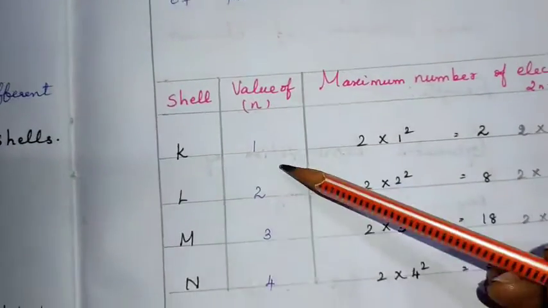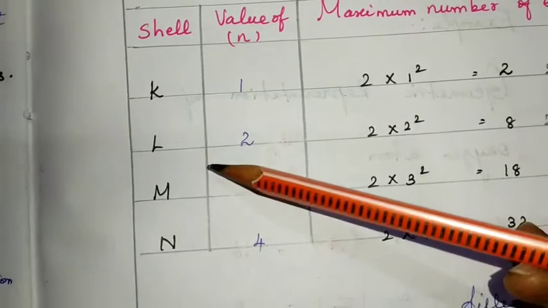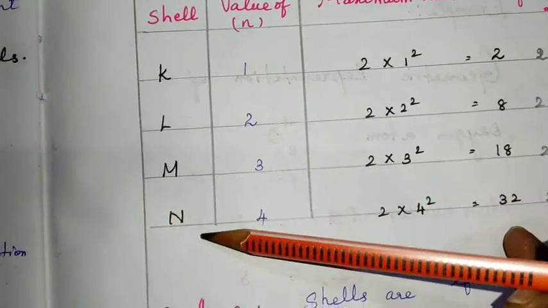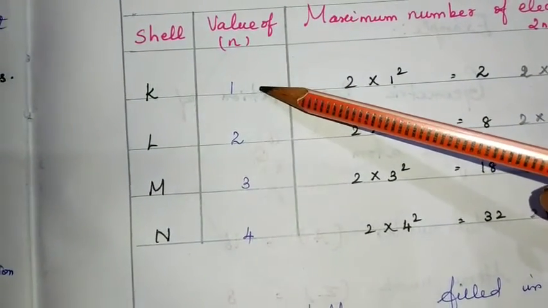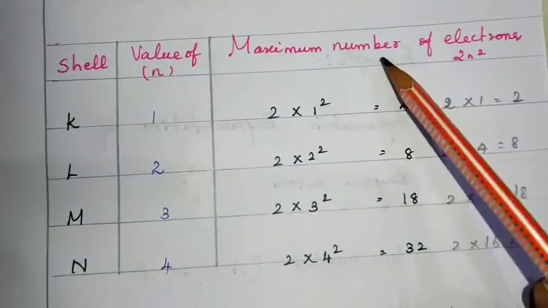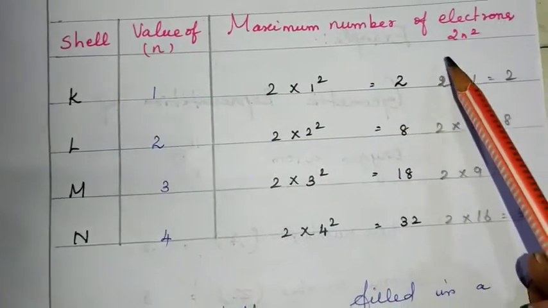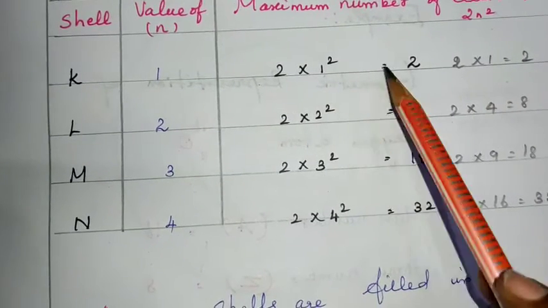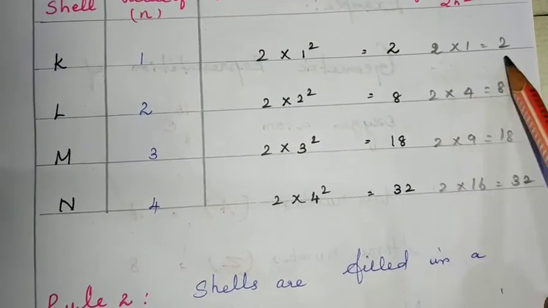Now we are going to learn how many electrons each shell can hold. Already you learned in Bohr's model of an atom: K shell, L shell, M shell, N shell. In other ways we can denote it as numbers 1, 2, 3, 4. So what is the formula? Maximum number of electrons accommodated in the first shell: we use the formula 2n square. 2 into 1 square is equal to 2. So 1 into 1 only, 2 ones are 2.